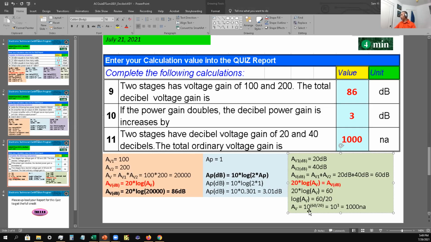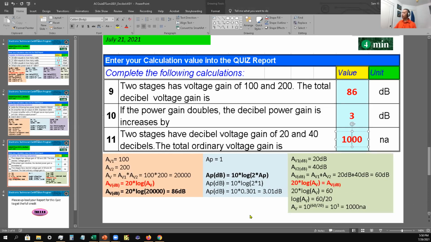So this one leaves you with log of ordinary gain equals 60 divided by 20. 60 divided by 20, the same thing as 3. And then we undo the log. So therefore we're going to AV equal 10 raised to the power of 60 divided by 20. So that's same thing as 10 raised to the 3. So 10 to the 3 is same thing as 1,000. So the answer is 1,000 for number 11.